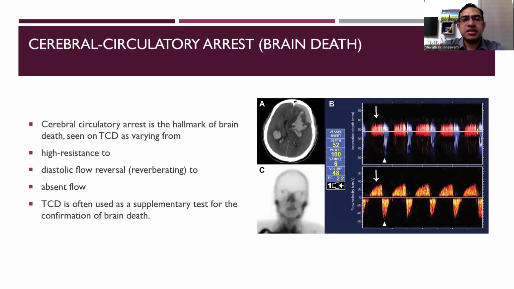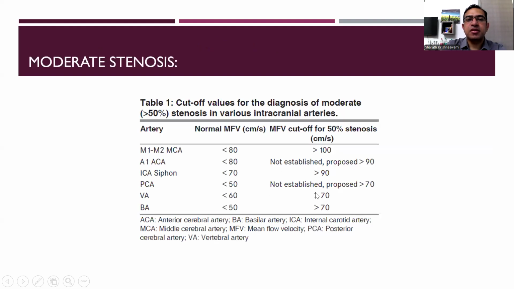Cerebral circulatory arrest, as you can see here, is a hallmark of brain death, and it varies from high resistance to diastolic flow reversal, reverberating or absent flow. This TCD is often used as a supplementary test for the confirmation of brain death. If you look here, the diastolic flow pattern is generally supposed to be above the baseline, but here it is seen below the baseline. And here you can see a particular sign known as a hot nose sign seen in brain death.